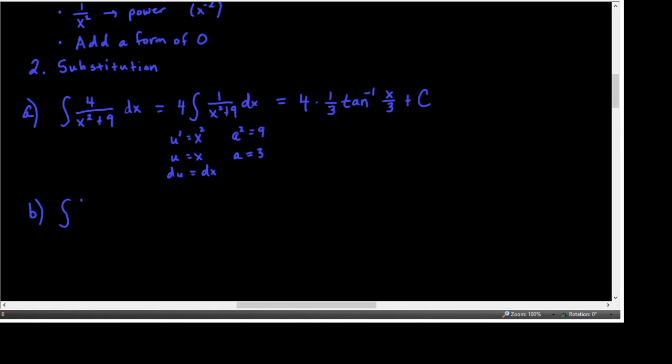Looks a lot like the last one, but this time it's 4x over x squared plus 9 dx. Now, although we can pull the 4 out in front, which I am going to do, this one is not like the last one because we now have a variable x in the denominator that we did not have last time. And so it doesn't fit the pattern for number 19 because of that x.